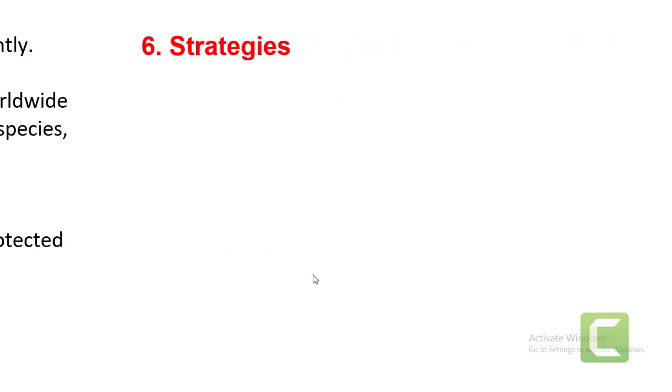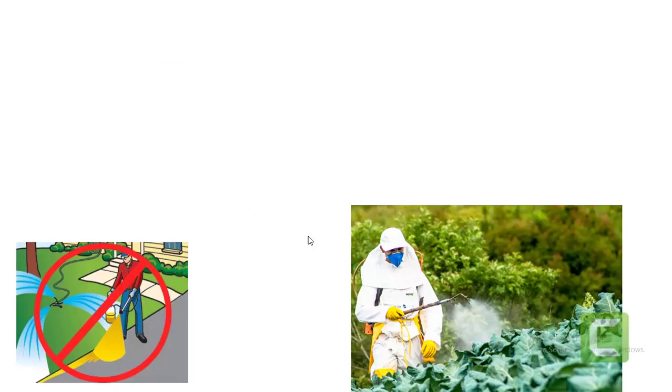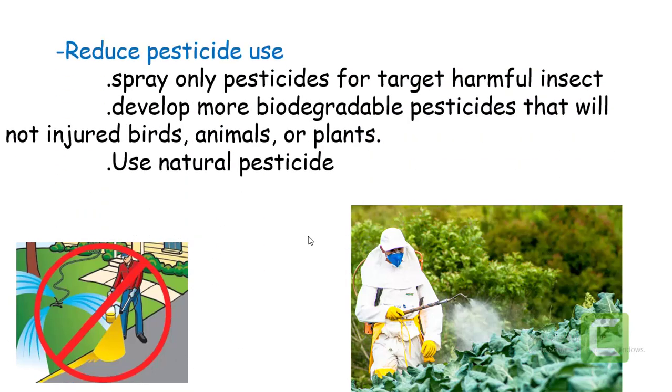Okay. So now number 6 is about strategy. I take this from our textbook. There are many ways to help conserve the Earth's environment. There are 5 ways here: reduce pesticide use, reduce pollution, protect habitat, enforce the Endangered Species Act, and develop alternative energy resources, etc. Okay, so now, reduce pesticide use.